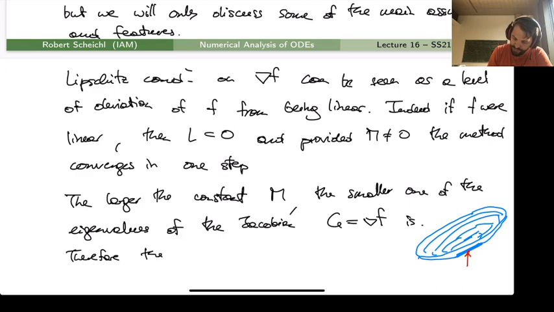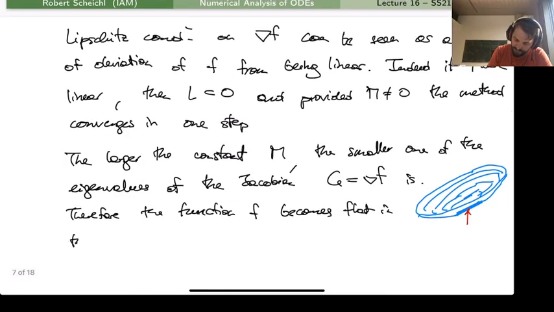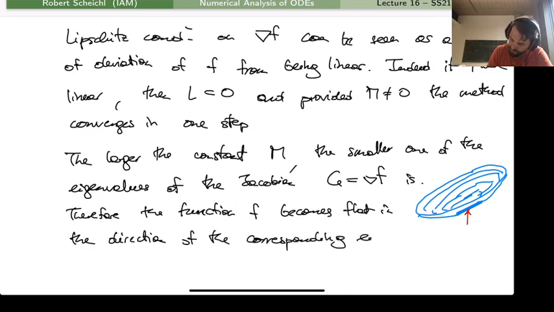Therefore the function f becomes flat in that direction, in the direction of the eigenvector. And the root finding problem becomes unstable.